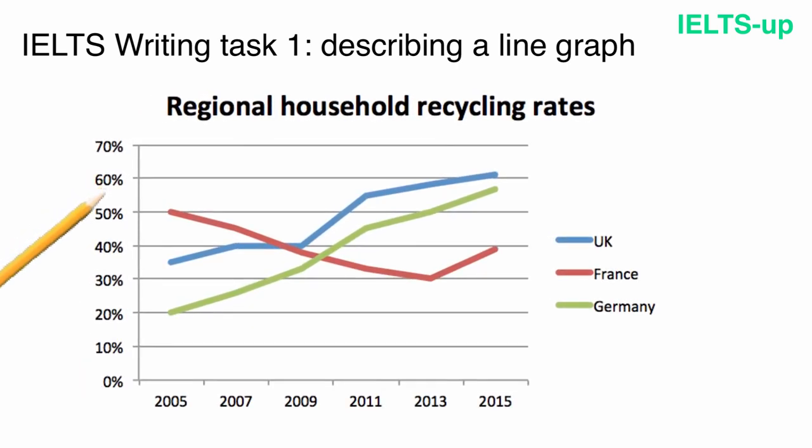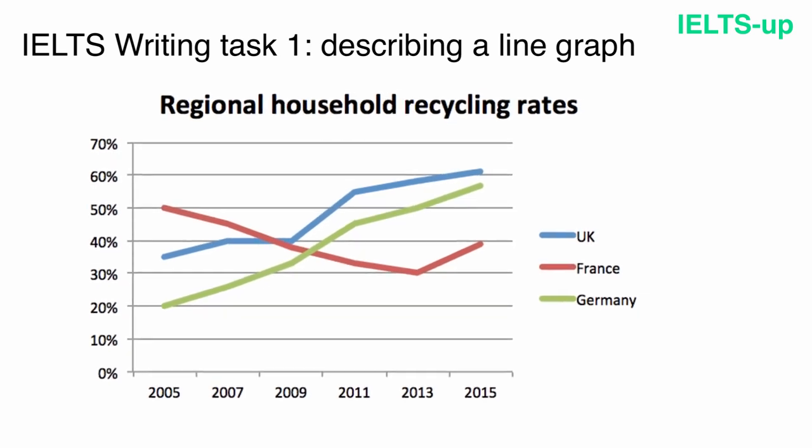Down the vertical axis, we have the percentages, and along the horizontal axis, we have the years. We can also see that we have 3 countries, the UK in blue, France in red, and Germany in green. So that's our line graph.